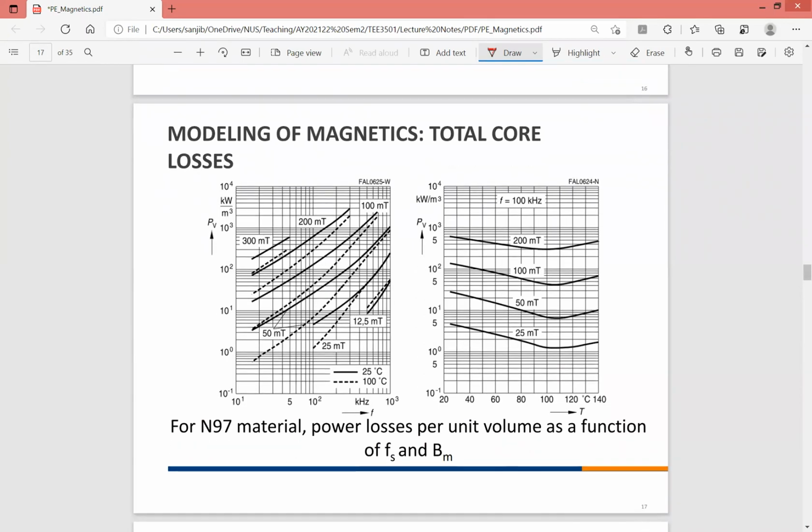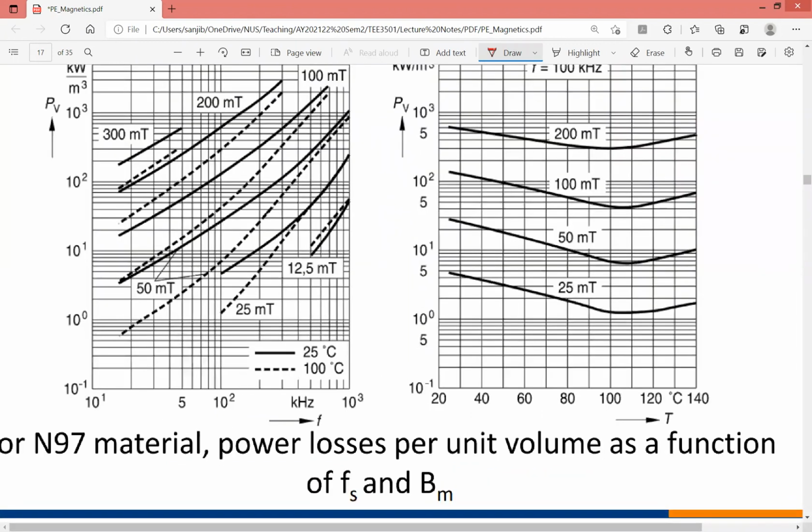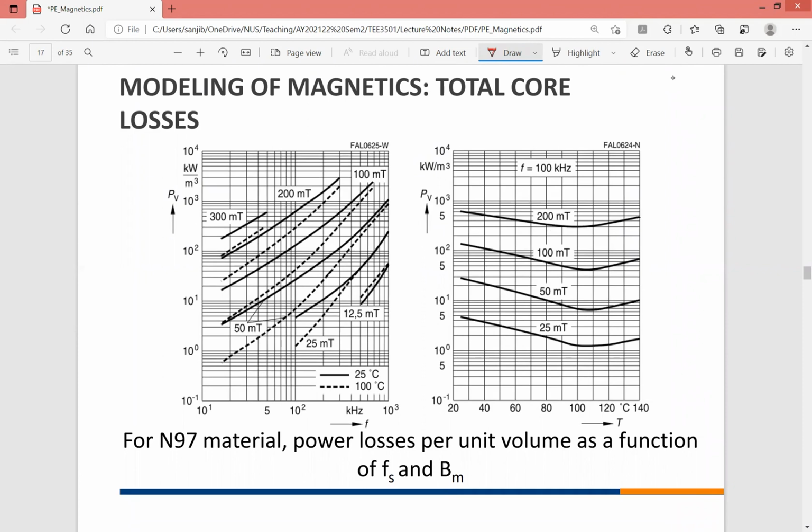You can see that in some material data sheets we have this kind of graph. What this data sheet gives on the left side is PB, which is the loss per volume in kilowatt per meter cube, and on the x-axis is the switching frequency. At different frequencies, it is the overall total core loss, and there will be an increasing trend with frequency. As frequency increases, the loss increases, with a power of either 1 or 2. That's why the graph looks like this.